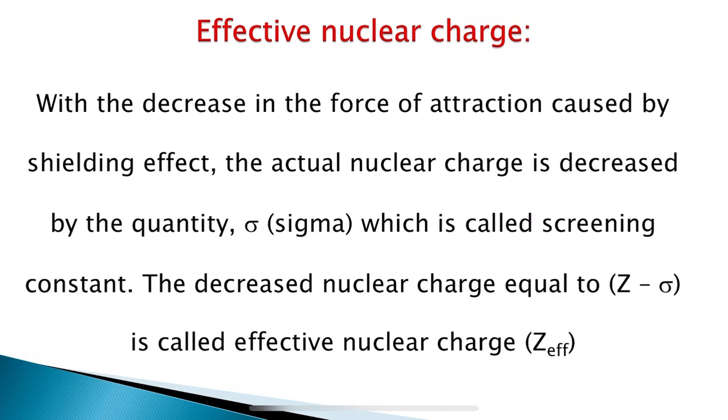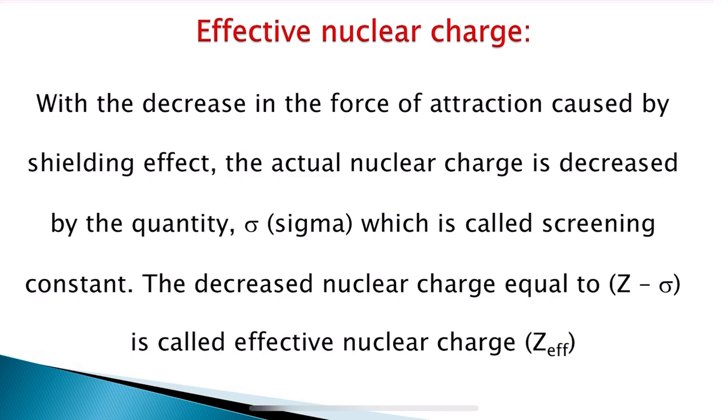As I said, the electrons residing in the shells between the nucleus and valence shell are called intervening electrons. Those electrons which are present in between the nucleus and the outermost electron are called intervening electrons. These electrons reduce the force of attraction between the nucleus and the outermost shell electrons. The reduction which is produced in the force of attraction due to the presence of intervening electrons is called shielding effect or screening effect.